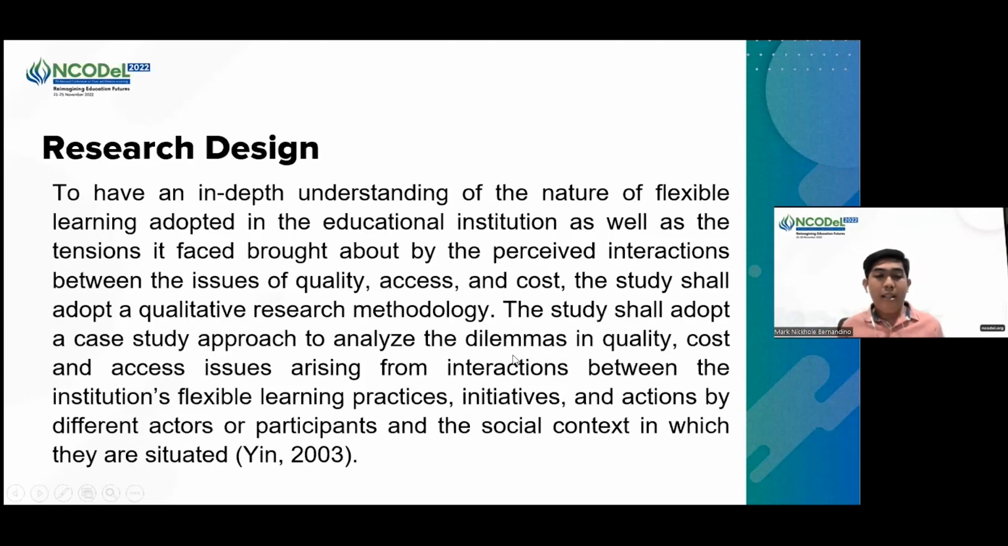For the research design, the study shall adopt a case study approach to analyze the dilemmas in quality, cost, and access issues arising from interactions between the institution's flexible learning practices, initiatives, and actions by different actors or participants and the social context in which they are situated, from Yin 2003. This approach will allow the study to have a deeper, context-based, and interpretive understanding of the hows and whys of the initiatives that were undertaken or not, the impacts of such initiatives, the challenges they have faced, the actions they have taken, and the effects of these decisions.